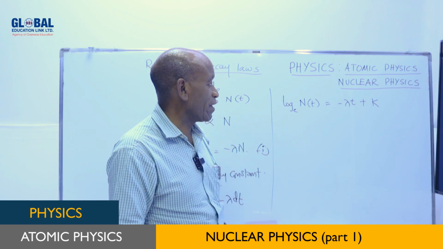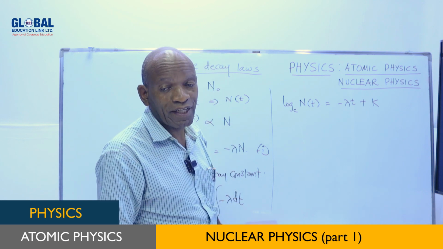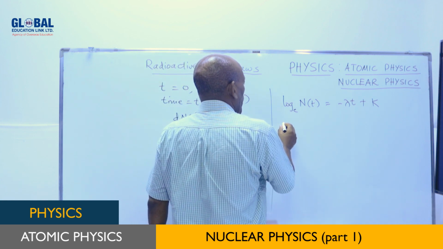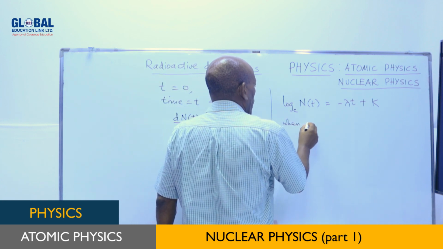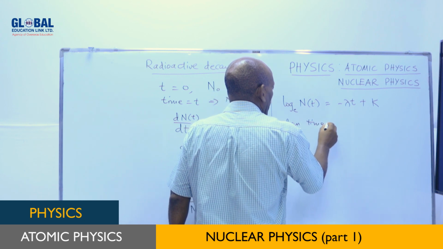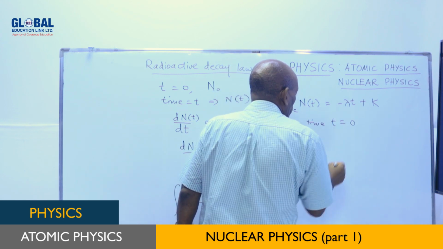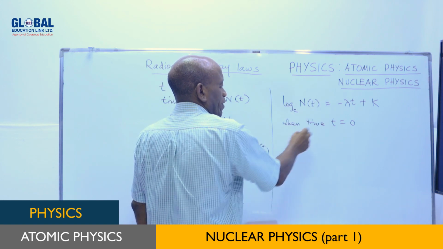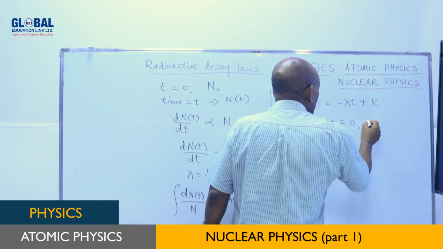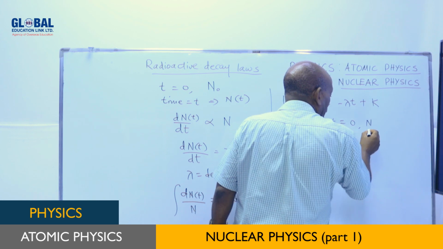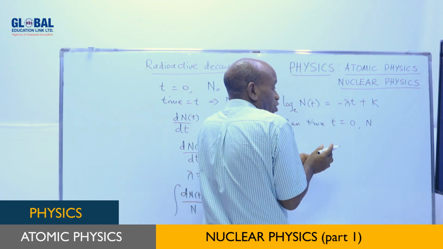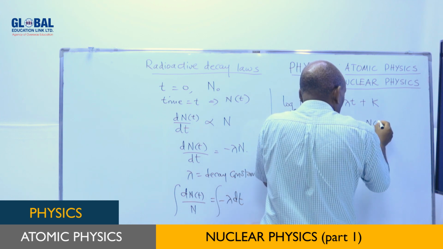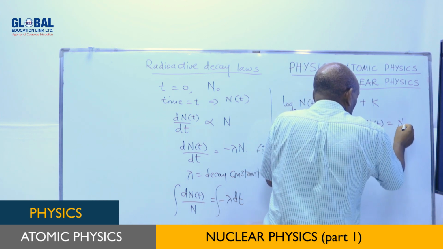The value for k can be obtained from the boundary condition, when the time t is equal to 0. We need to determine the value for k. So when the time t is equal to 0, the initial number of atoms of our radioactive sample, N_t here, will be equal to N naught.